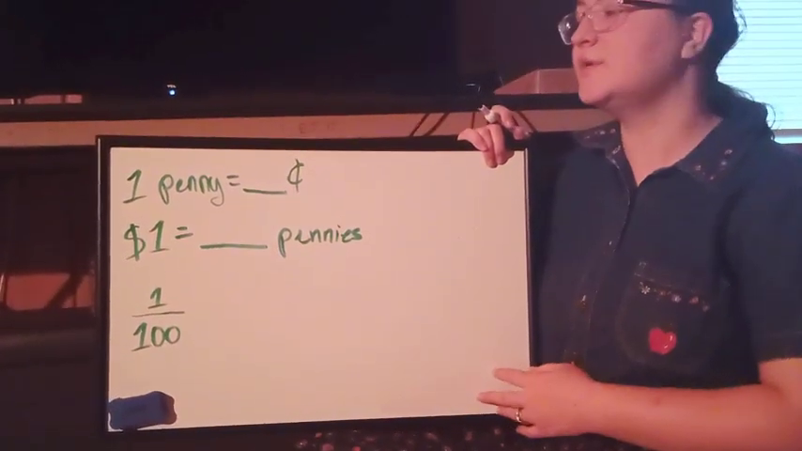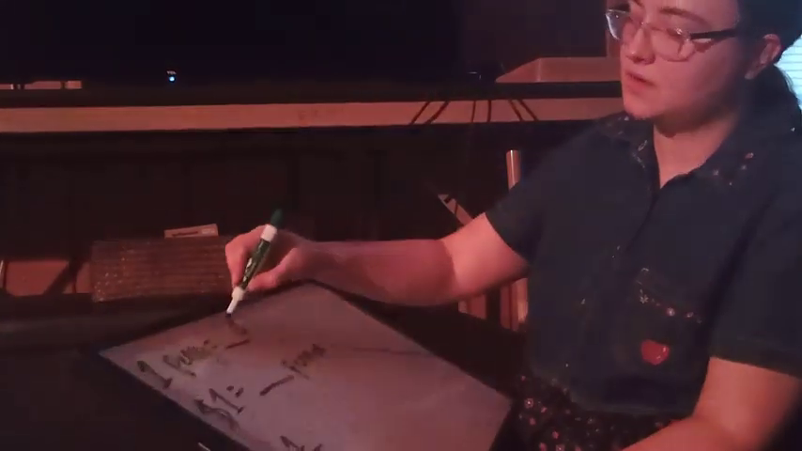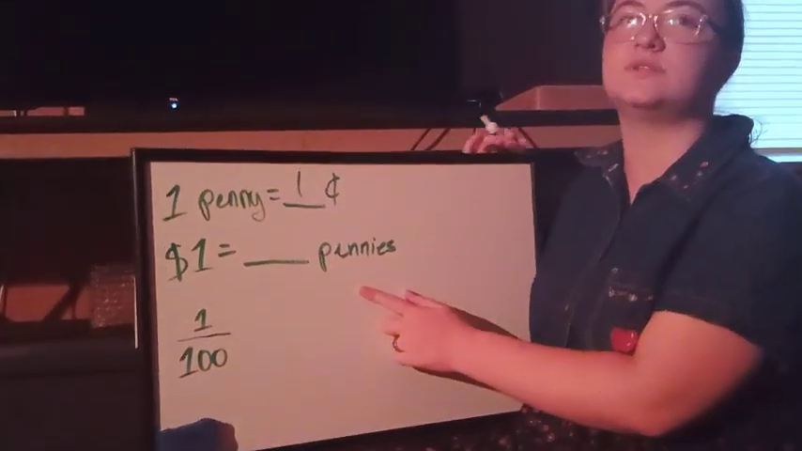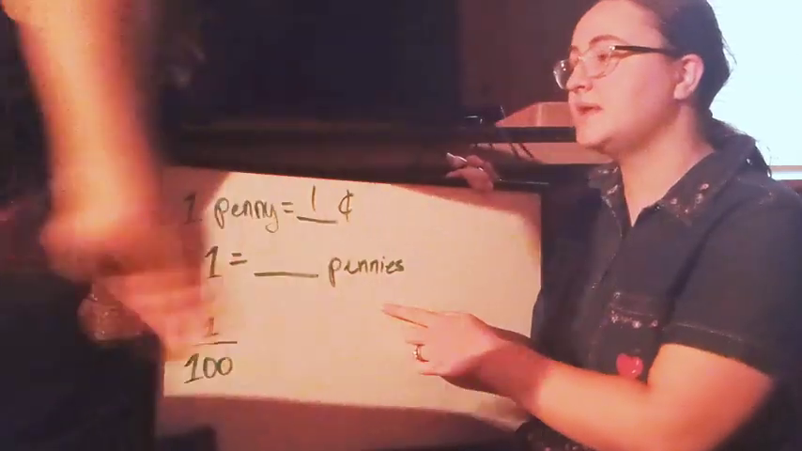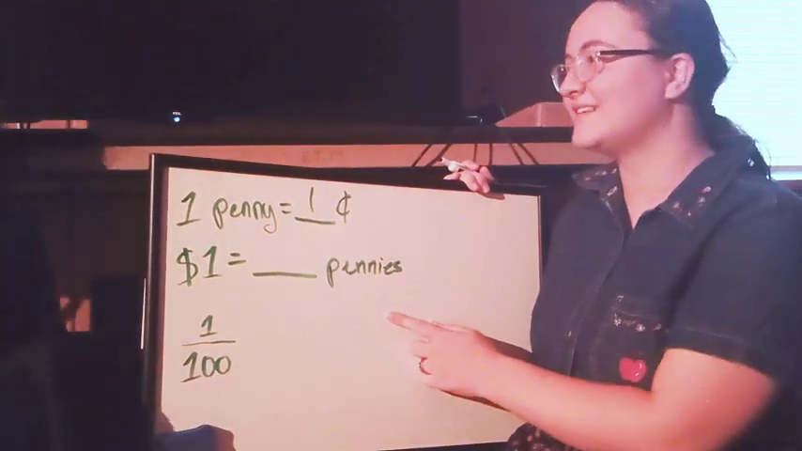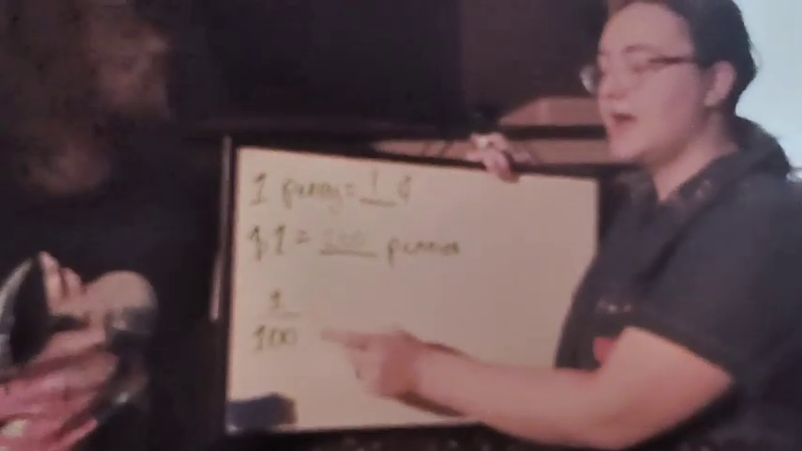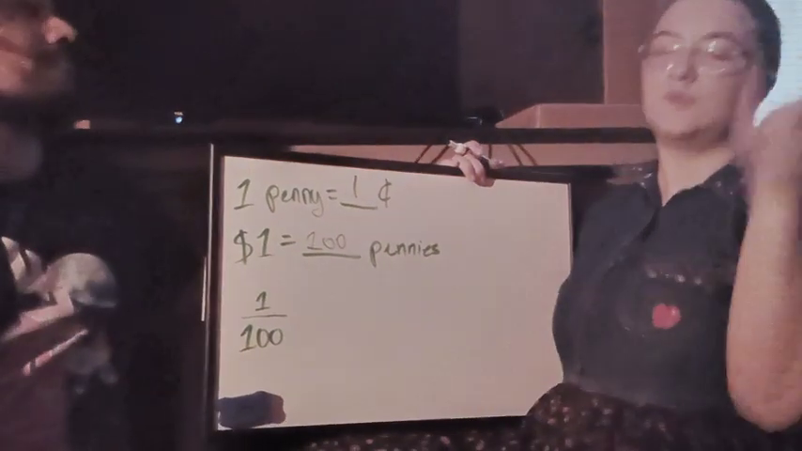So to start, we're going to remember that 1 penny equals 1 cent. And how many pennies equals $1? Well, my student is going to come over here and help us out. How many pennies equals $1? 100. The way that we're going to represent this as a fraction is 1 over 100 because there's 1 penny out of 100. This is 1 slice out of 1 whole part, which is our dollar.